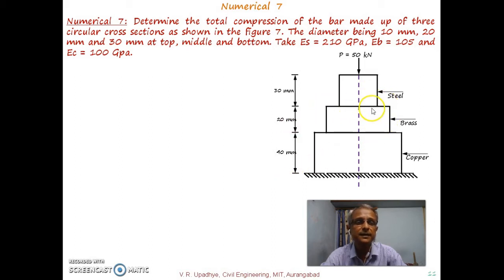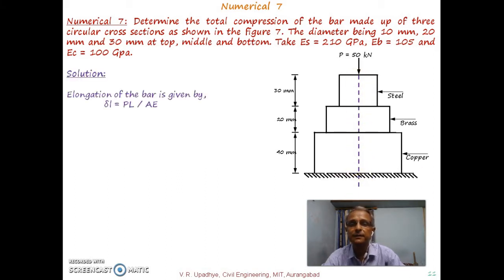What is given is that the top material is steel, the middle material is brass and the bottom material is copper. So Young's modulus of each material is different. E for steel is given as 210, for brass it is 105 and for copper it is 100 gigapascal. It is asked to find the total compression if a 50 kilonewton force is applied over here. If this is supported at this level, you will have some reaction opposite to this applied force. So this complete structure is subjected to axial compression along this axis.